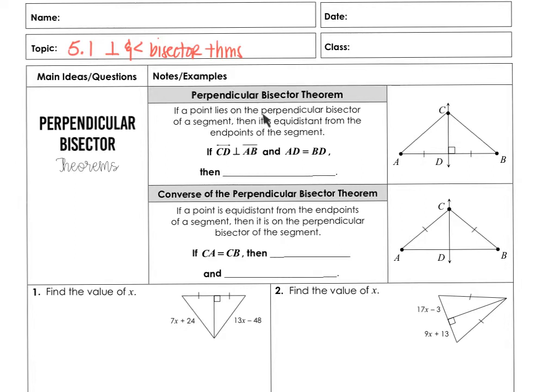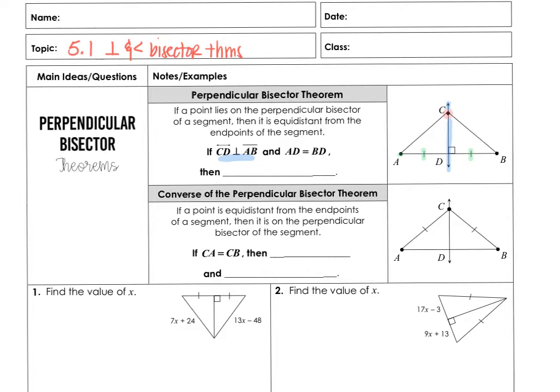If a point lies on the perpendicular bisector of a segment, then it is equidistant from the endpoints of the segment. Okay, so let's take a look at that. If a point lies on the perpendicular bisector of the segment, so right now, segment CD is the perpendicular bisector of AB. And because it's the perpendicular bisector, AD and DB are congruent, right? Because that's by definition, that is the perpendicular bisector.